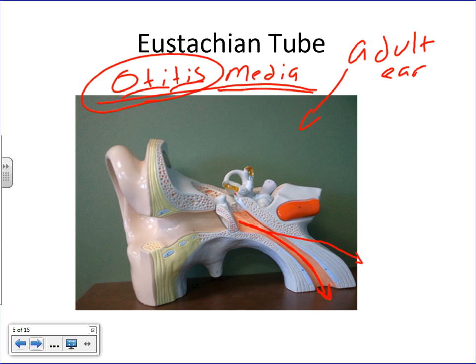So now, as I mentioned before, obviously you can't see this on here, but this tube goes down to the nasopharynx, and on the end of this tube there's a thin layer of epithelial tissue that opens and closes in certain situations.